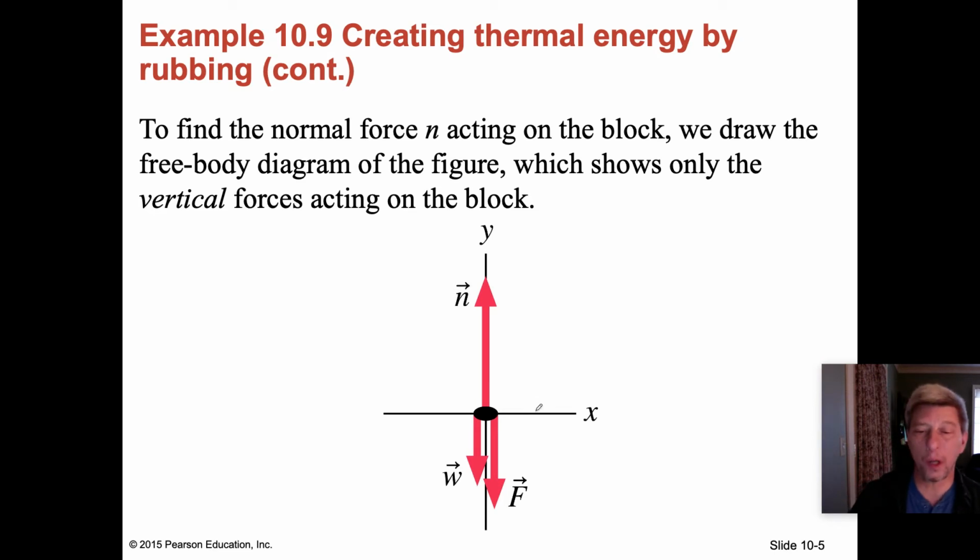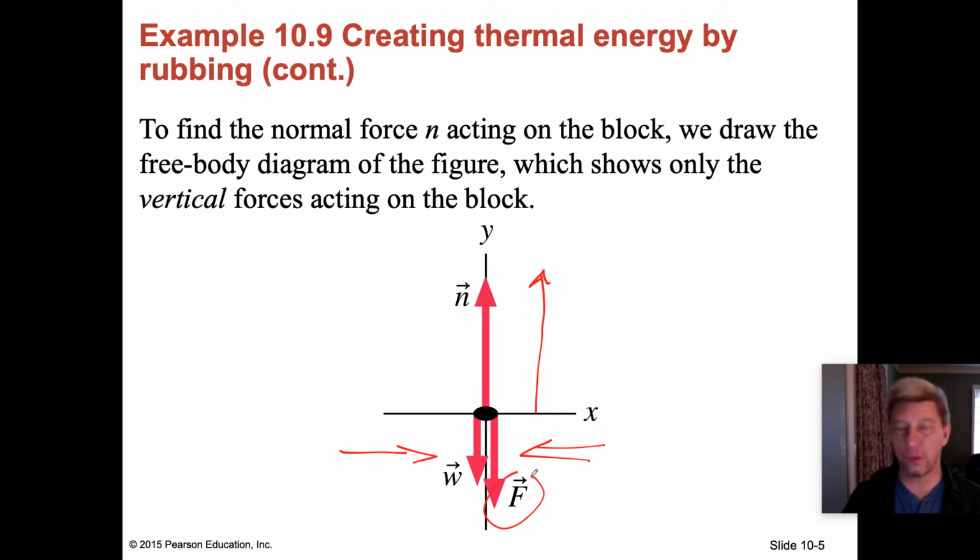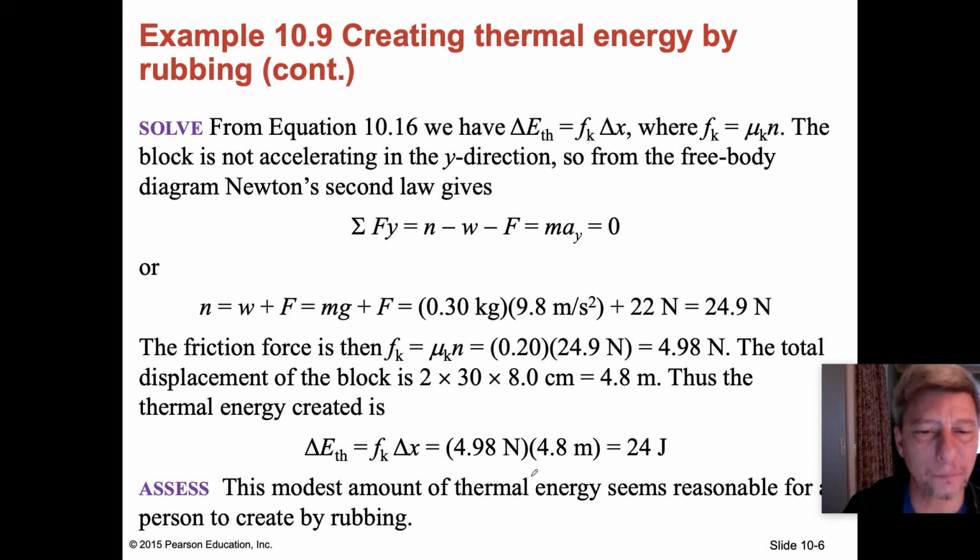All right, we know that the normal force is the upward force in this case, assuming that we've got a horizontal surface, and it's got to be equal and opposite to the sum of the weight of the block and the force that you're pushing down on the table with. So we need to figure out weight, and we need to figure out this force. Now the force F is 22 newtons. So remember that from the previous slide.